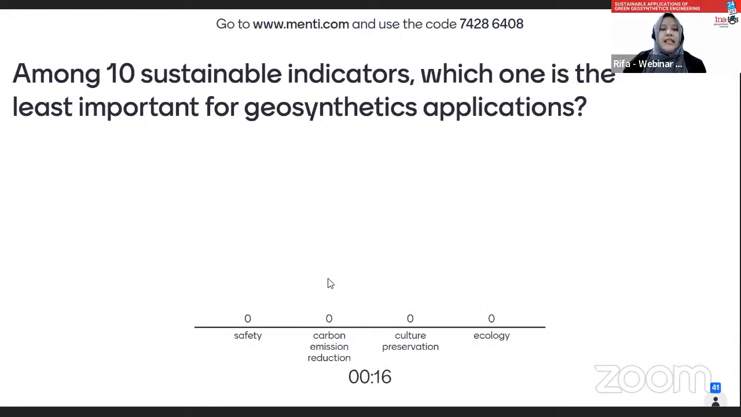Is it safety? Is it carbon emission reduction? Is it culture preservation? Or is it ecology? You have 10 more seconds. I'll start the countdown. 5, 4, 3, 2, 1. Time's up. Let's see what is the correct answer. The correct answer is culture preservation.